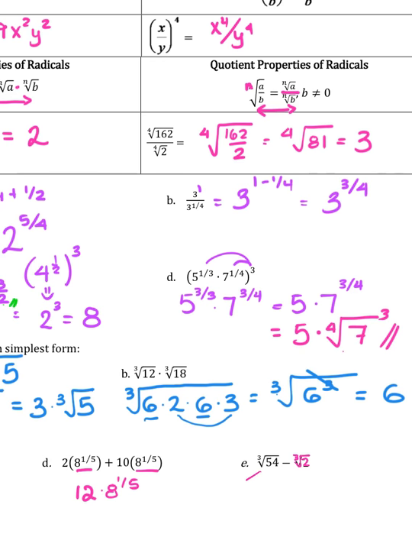That means I want to be able to write 54 as something times 2 because I want there to be a cubed root of 2. So 54 divided by 2 is 27. So I can rewrite this. This is the cubed root of 27, which is 3 cubed, times the cubed root of 2. And that simplifies out to 3 cubed root of 2 minus the cubed root of 2.